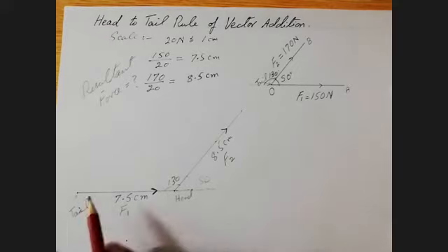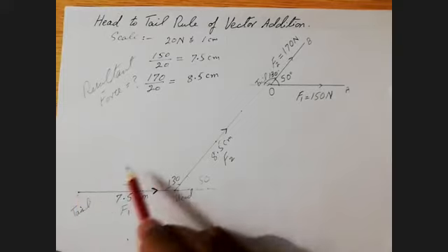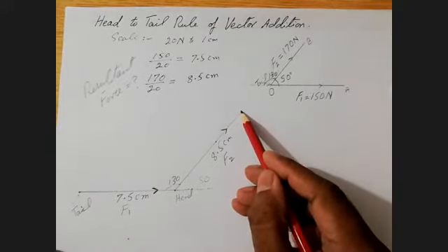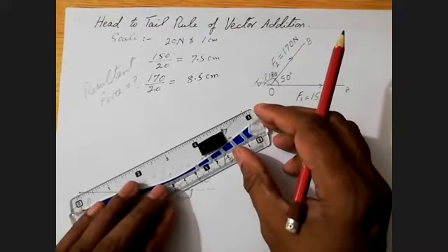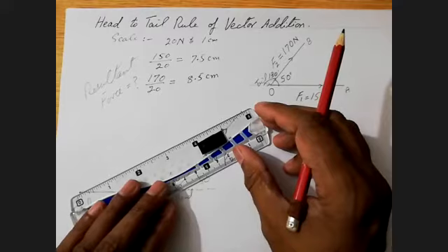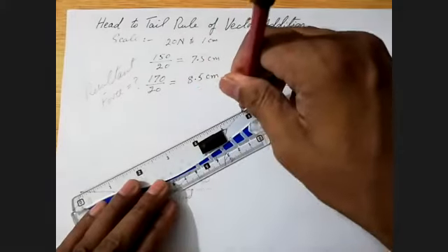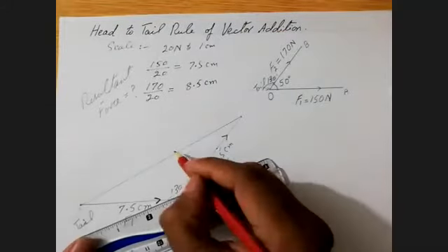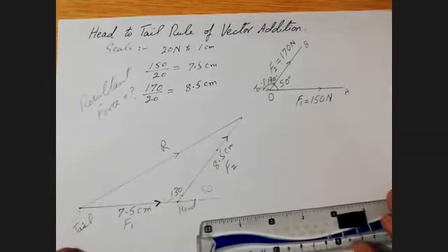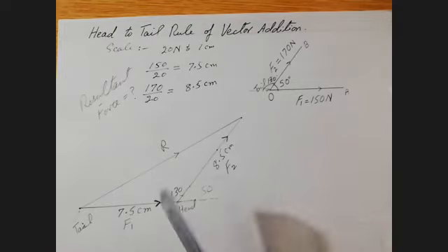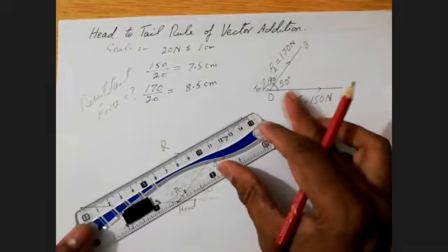Now, listen to me carefully: the tail of the first vector will be joined to the head of the second vector with the help of the ruler. So I am going to join the tail of the first vector with the head of the second vector. You can observe that here I have drawn a line. This line is the resultant. I have marked this resultant with R. How much is this resultant? You have to measure the length of this line with the help of the ruler.